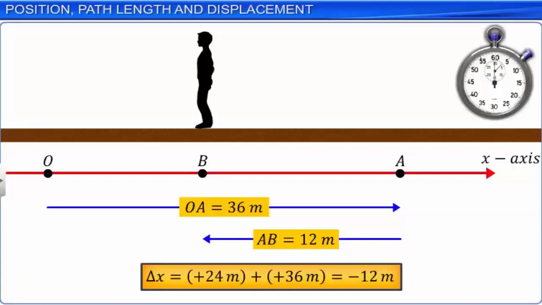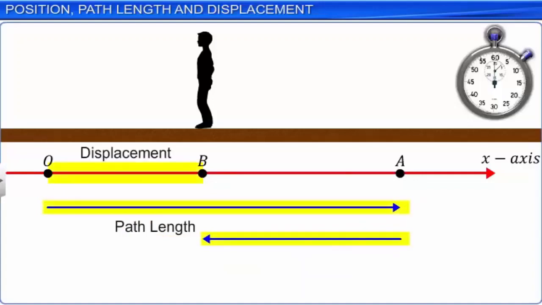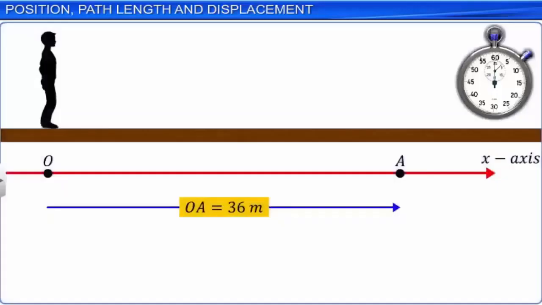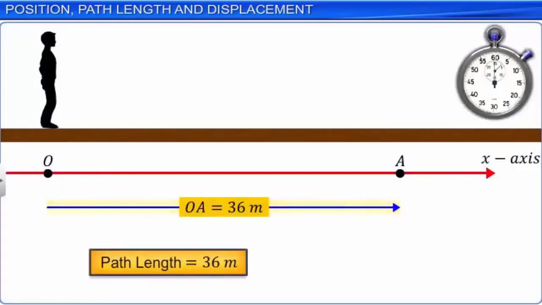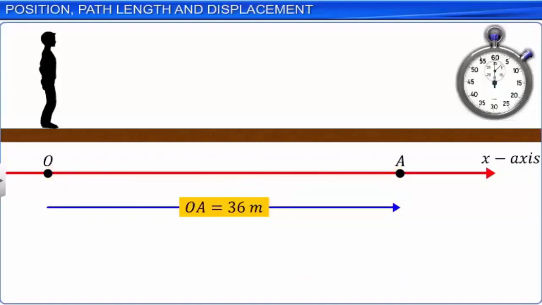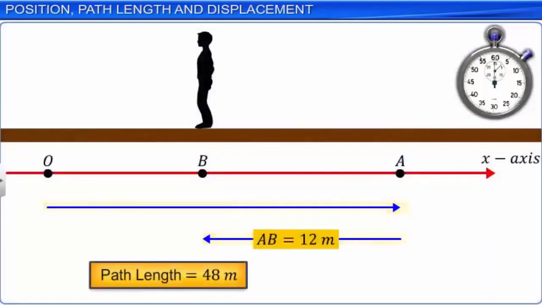The magnitude of displacement and the path length traversed by an object may or may not be the same. For the motion of the man from O to A, the path length is 36 meter, and the magnitude of the displacement is also 36 meter. For the motion of the man from O to A and back to B, the path length is 48 meter, whereas the magnitude of the displacement is 24 meter.